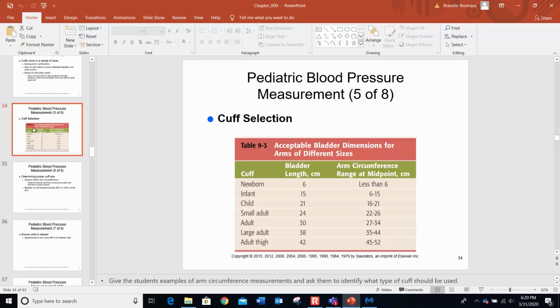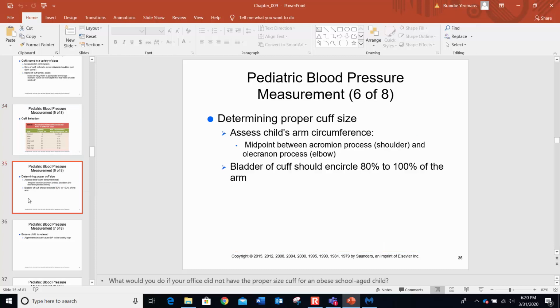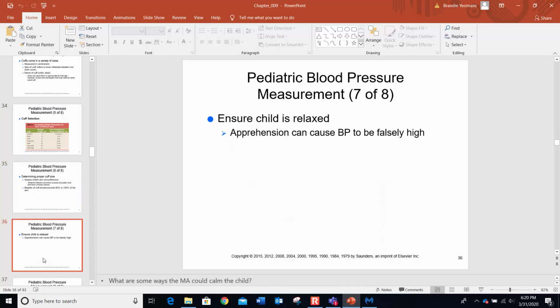Okay? So this is our normals as far as the bladder length and the arm circumference. That's really not too important. It's just nice to know. But again, we want to make sure that we get that cuff to encircle about 80% of the child's arm. Now, how many little kids do you know that will sit still, much less to get their blood pressure checked? It doesn't happen very often.